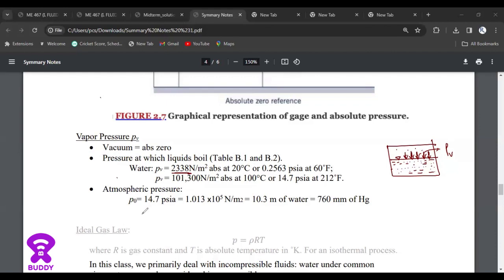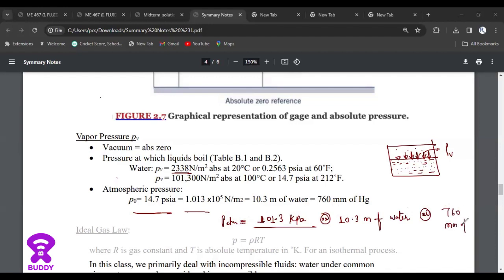Atmospheric pressure we can write as 101.3 kilopascal. It's the standard atmospheric pressure. We also call this 10.3 meters of water. We also call this 760 mm of Hg, right? Yes or no?